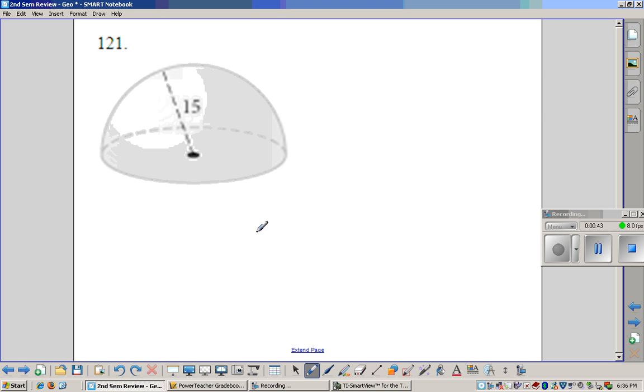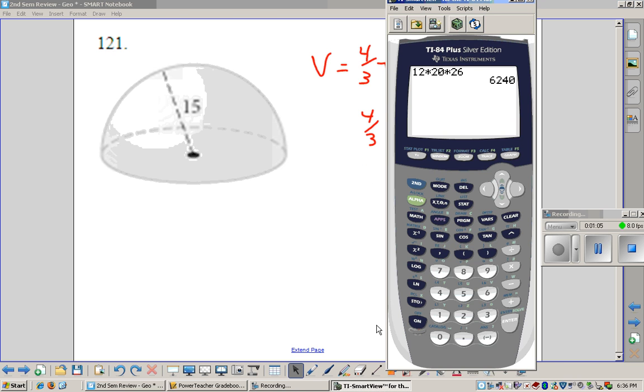Now the volume of a hemisphere. The volume of a sphere is 4/3 pi r cubed, and r is 15. So it's 4/3 times pi times 15 cubed. 15 cubed, I don't know what that is. 15 to the 3rd power.